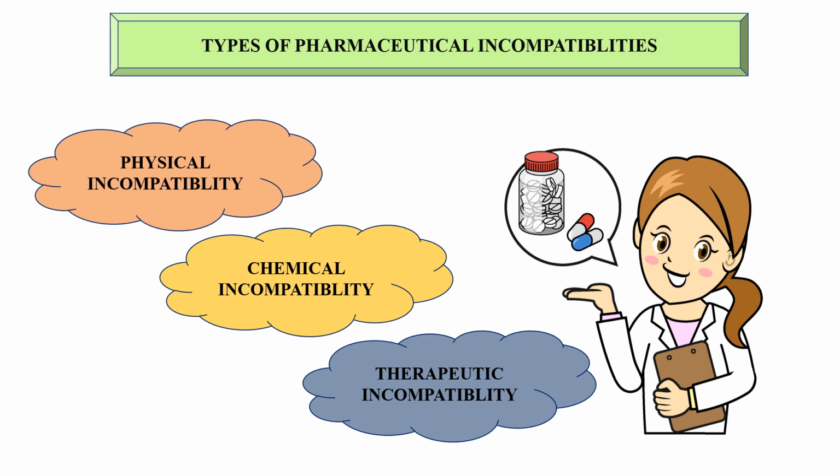The next one is chemical incompatibility. When two or more substances are combined, a chemical change takes place. This is known as chemical incompatibility. The last one is therapeutic incompatibility. When two or more drugs are concurrently administered, an unintentional change occurs, which causes therapeutic incompatibility.